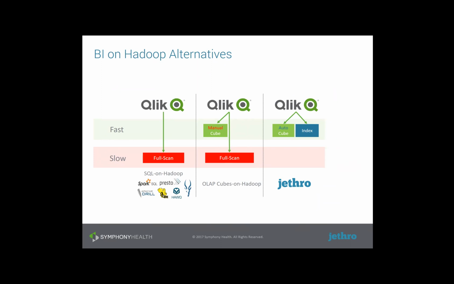The second approach is to build manual cubes on Hadoop. There are OLAP cubes on Hadoop solutions in the market. In that case, some queries can be put into a cube and be accelerated. Some cannot if they are granular or if they access data that's not being put in a cube. And in that case, they'll have to do a full scan. Or Jethro's unique approach, which uses a combination of indexes and AutoCube aggregations.